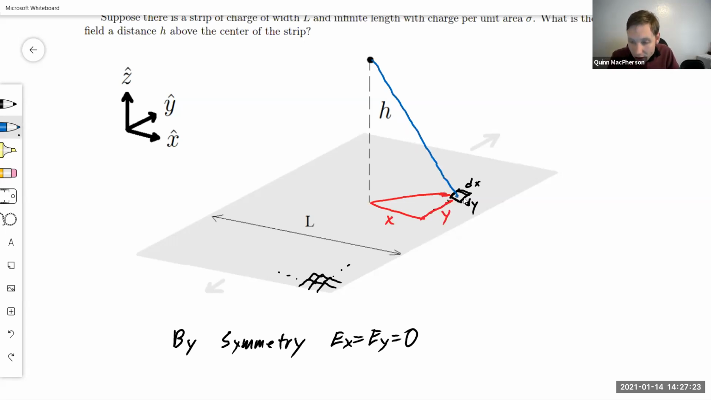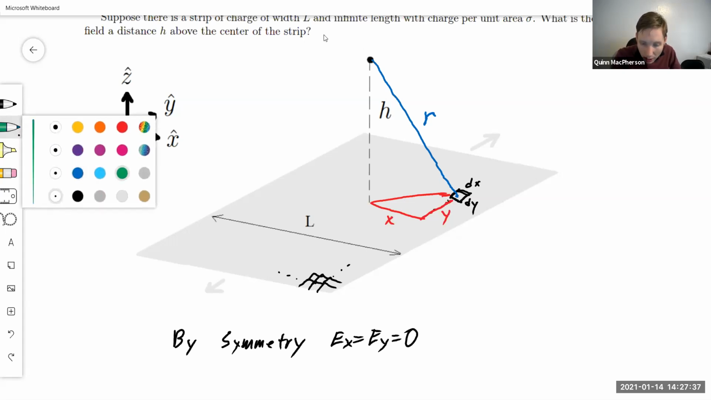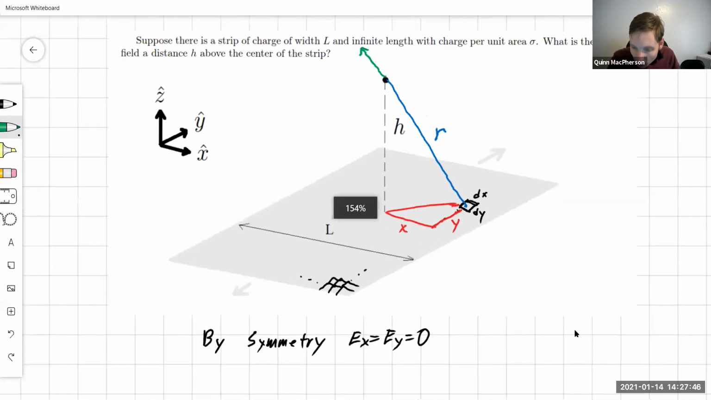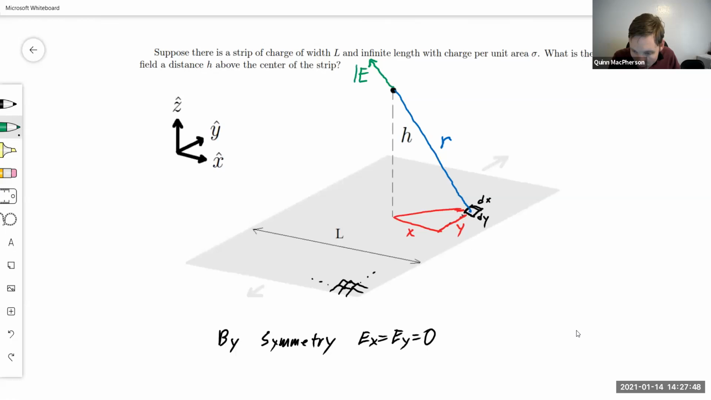So that's the distance from our point of interest, where we're trying to find the electric field, and the little differential element. This differential element is going to create some field here that points off in that direction. Maybe make it just a little bit bigger, actually. So that'll be pointing off in that direction. We're going to call that dE, the dE vector. So we want to find the dE due to this little element here.